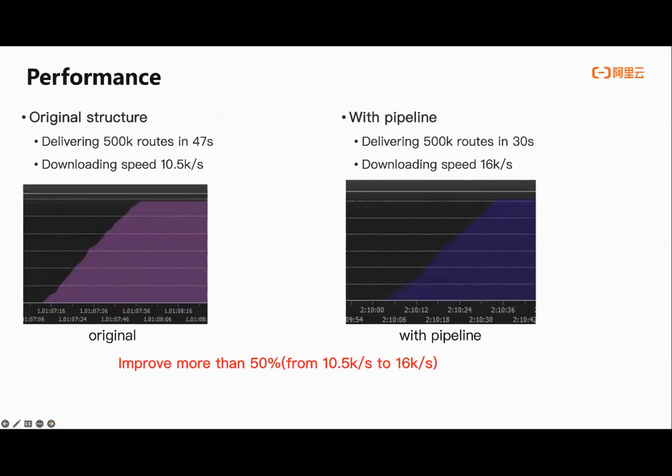So here we test the route downloading speed of SONiC with our modification. As shown on the right here, it delivers 500,000 routes in 30 seconds with the downloading speed of 16K routes per second, compared to the original one here, which is 10.5K routes per second. It can improve route downloading speed by more than 50%.